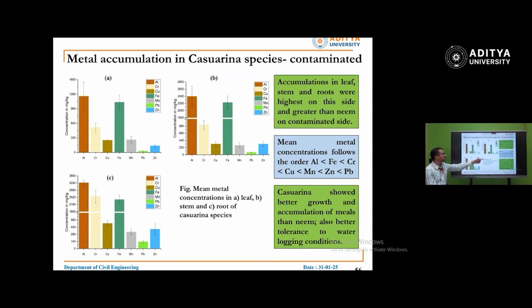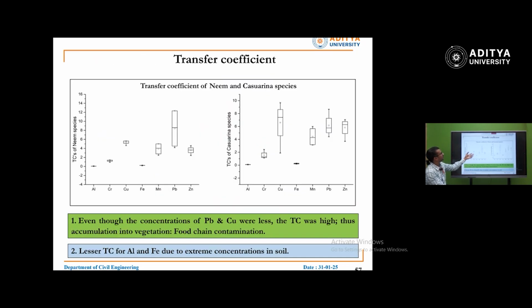Also, one more thing we noticed comparing neem and casuarina: casuarina has a very deep root system, and as the lake is shallow and mostly waterlogged in those sensitive areas, casuarina showed better tolerance to the existing conditions. So this is the transfer coefficient. That means how much of the metal is getting transferred from the roots to the different aerial parts, that is, to the stem and to the leaf. That also we have identified.